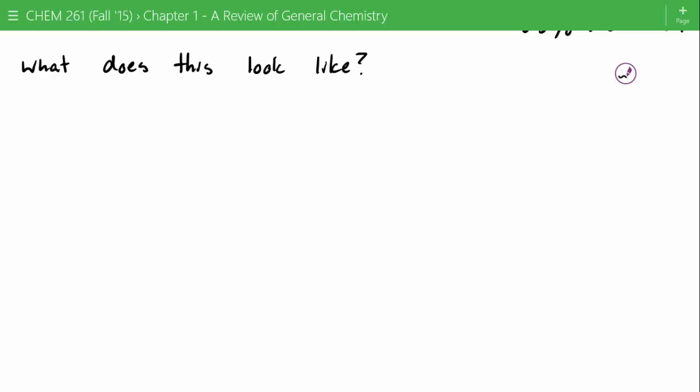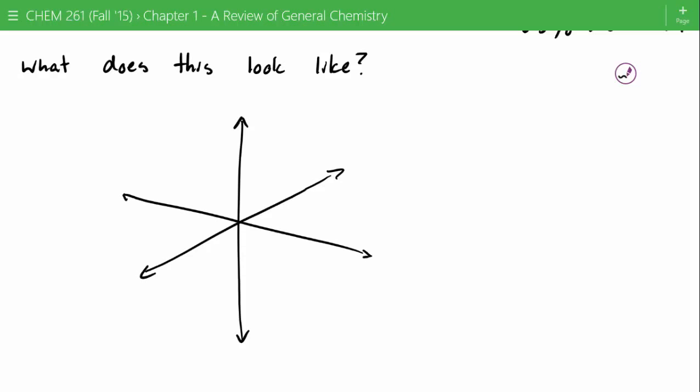And I apologize, I'm not the greatest artist, but we'll do our best here. I'm going to first draw an axis going up and down, and then three-dimensionally I'm going to draw an axis going out like this, and then an axis like that. So we've got our three-dimensional coordinates. Can you guys see that all right?